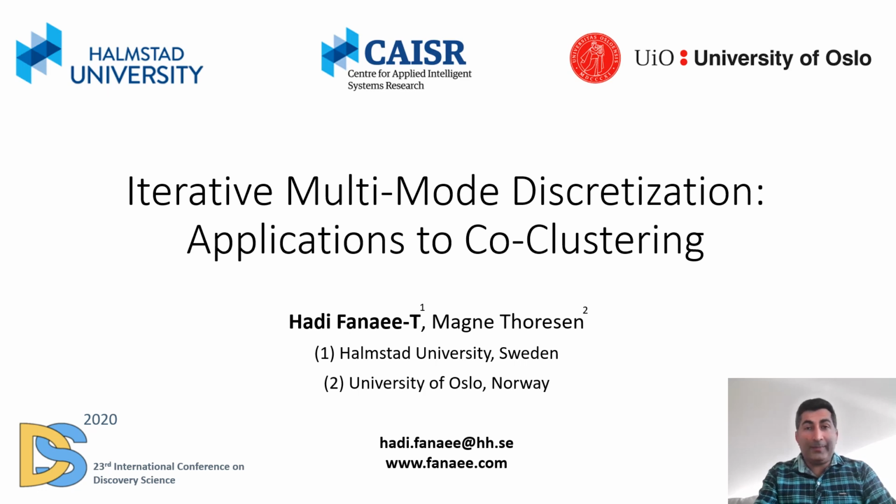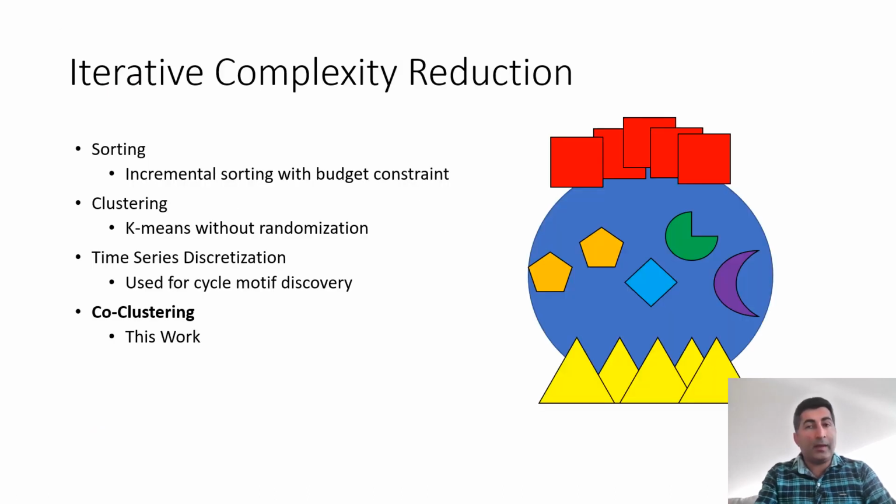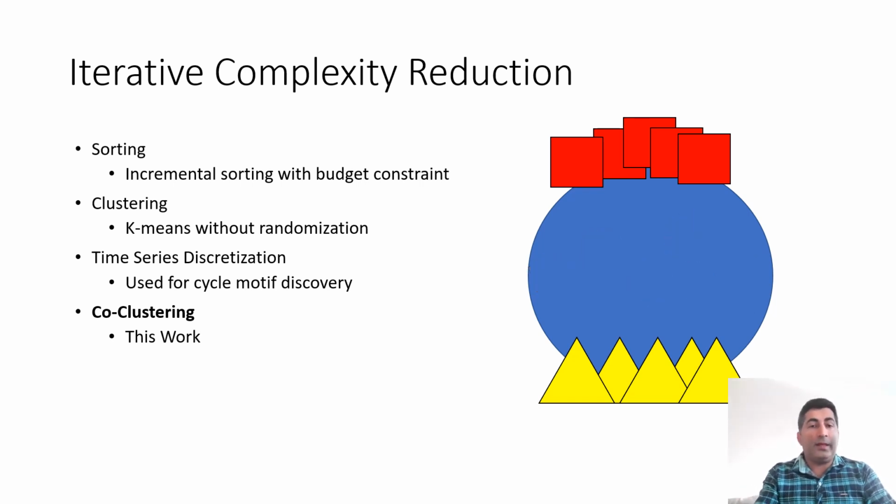Hi and welcome. I'm going to present you our work on iterative multi-mode discretization with applications to clustering. This is based on a series of work on iterative complexity reduction, which I recently proposed and has application in different areas, for instance, in sorting, clustering, time series discretization, and co-clustering, which is this work. The idea is simply to iteratively reduce the complexity of data so that we can obtain more signal power and identify clusters or anomalies in the data.